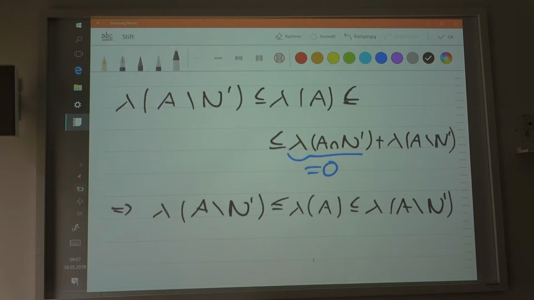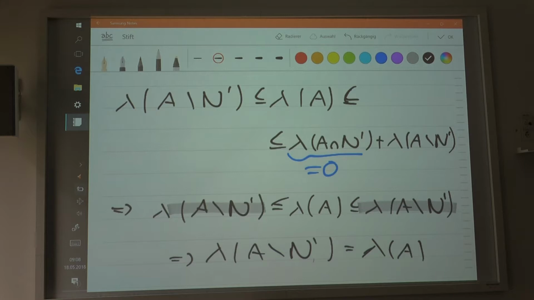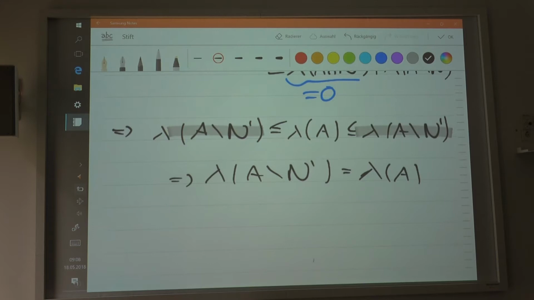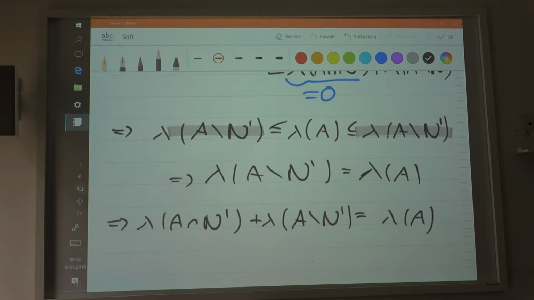Okay. So if that's the case, then the image of A must be equal to the image of the difference. You understand? Okay. So in this case, we figure out that the image of the difference must be equal to the image of A, obviously. Alright? Now, since this equation holds, and we also have that the image of the intersection was equal to zero, it doesn't change that, and this also implies that you have the image of A here on the right hand side, and you have the intersection, okay, so A and N prime, plus the image of the difference is also equal to that, because that is equal to zero, right? You understand? Okay?